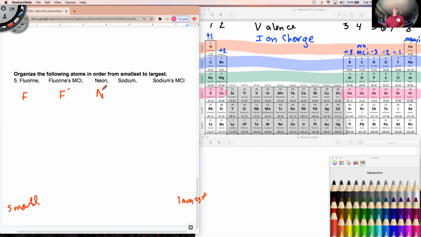Then we have neon, and we have sodium, and we have sodium's MCI. So what's sodium's most common ion? Well, sodium is right here. Sodium has a +1 charge.